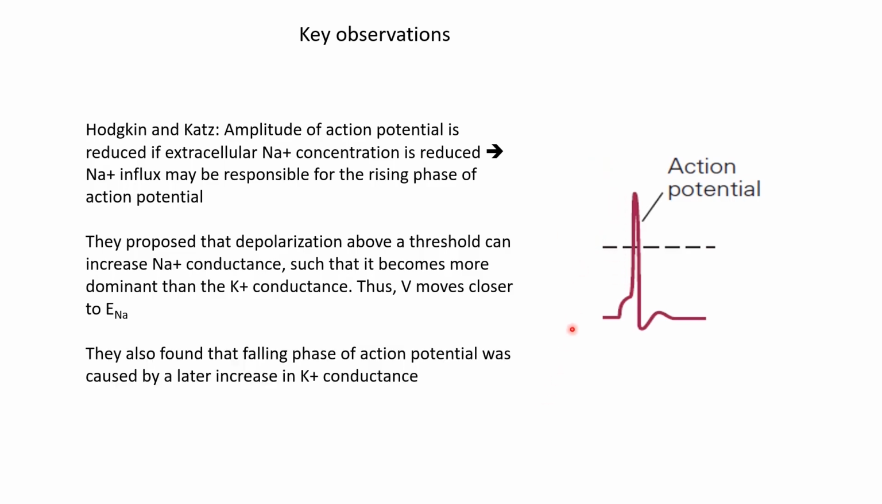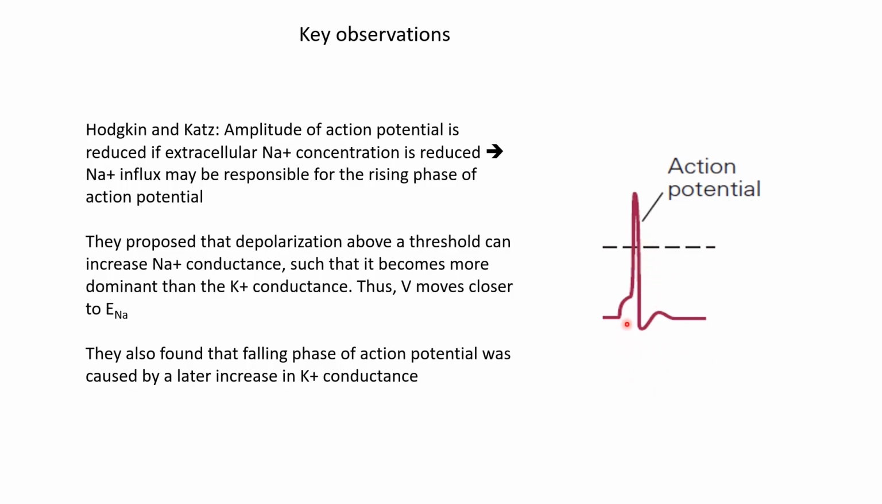And similarly, it was also noted that during this falling phase of the action potential, there is a rise in the potassium conductance. And that can explain why the membrane potential is falling. Because if potassium conductance increases, then potassium ions will try to take the membrane potential towards their equilibrium potential, which is around minus 70 millivolts.